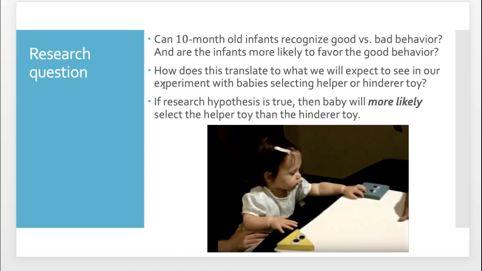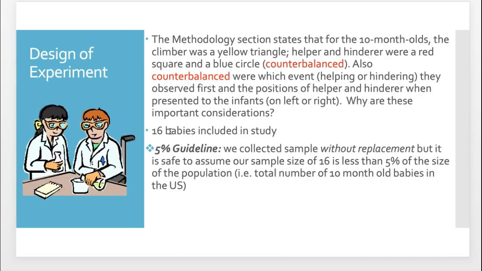Just note that if the research hypothesis were true, then babies will be more likely to select the helper toy than the hinderer toy, right? Because they're saying yes, the babies do in fact recognize the good behavior, and they favor the good behavior, so therefore they would be much more likely to select the helper toy. But in our study we won't assume that. We'll just assume no preference, like 50-50, just like how we did with kissing the right way. We're saying tilt the head to the right is a 50-50 chance.